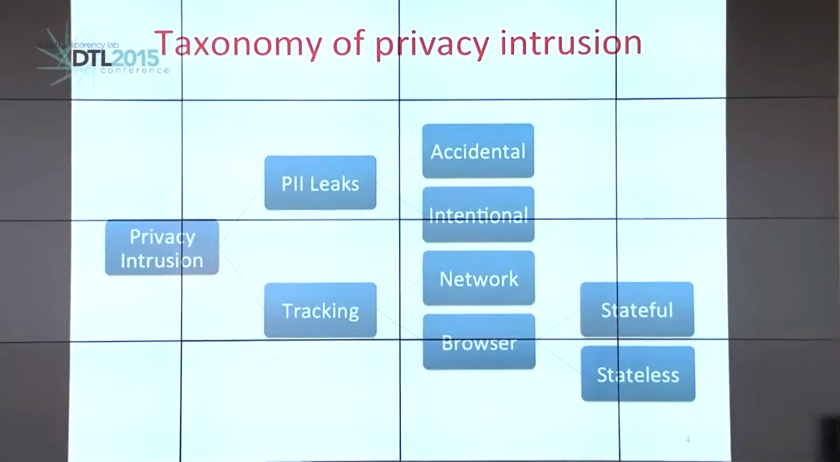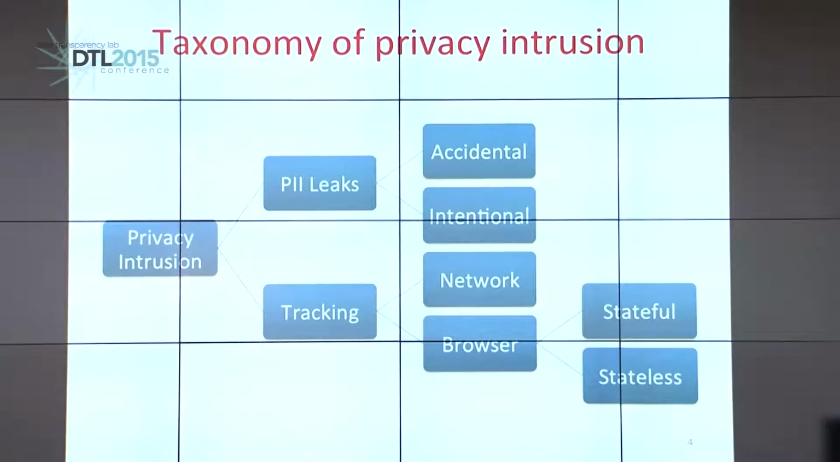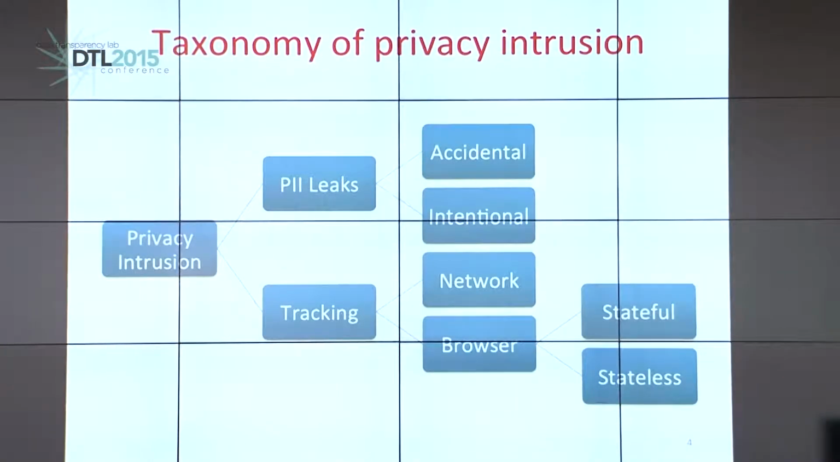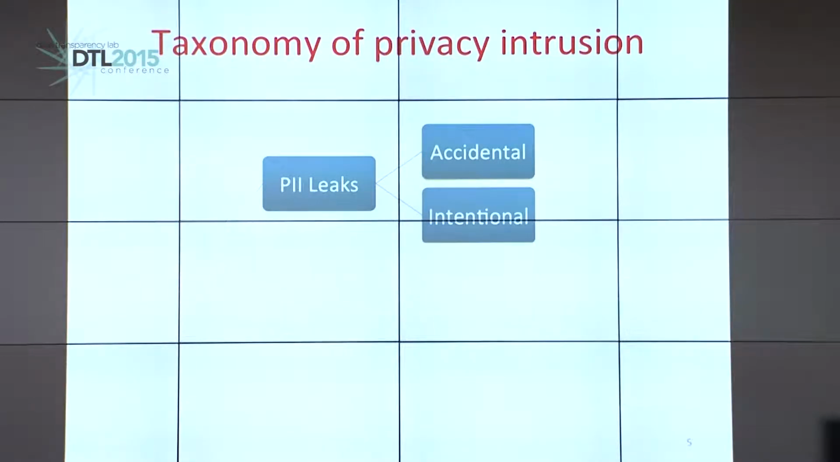And we've come up with this taxonomy that essentially you can see we can sort of separate it into tracking and all the stateful and stateless tracking, third-party cookies, flash cookies, evercookies, all the stuff that you already heard today. Or it can be about PII leaks, right? And this can be accidental, so it's a website that accidentally leaks your PII as you're giving it to it, or intentional, right? And this is what I want to talk to you about today.